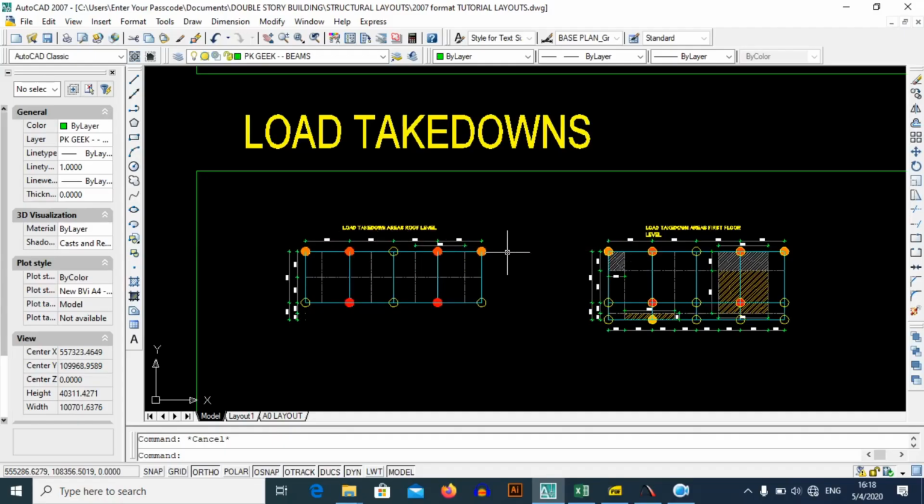We will be looking at load takedowns now, as this is what will help us proceed to the analysis and design of our building in Prokon. So yes, you've been waiting for it. We've been doing layouts, and now we're actually doing the takedowns, which will help us analyze and design the building.